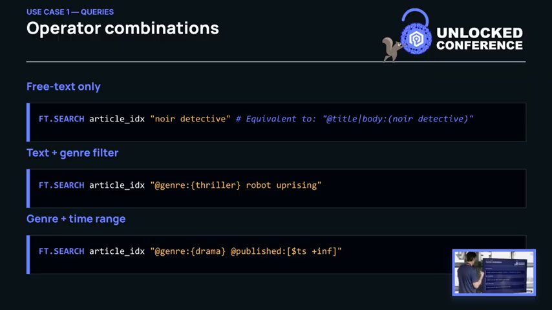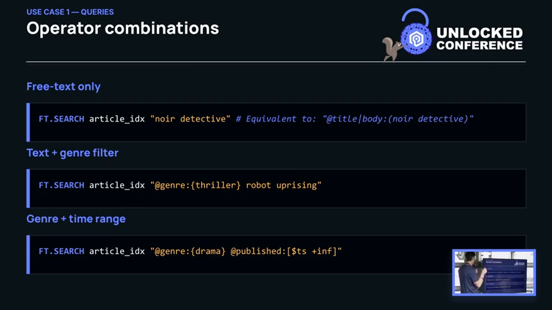The second example shows how you can combine multiple attributes or two attributes in the same query. So it extends the first one with an additional filtering, which specifies that we are interested only in articles that their genre has a tag of thriller, while the robot and uprising appear in either the title or the body itself.